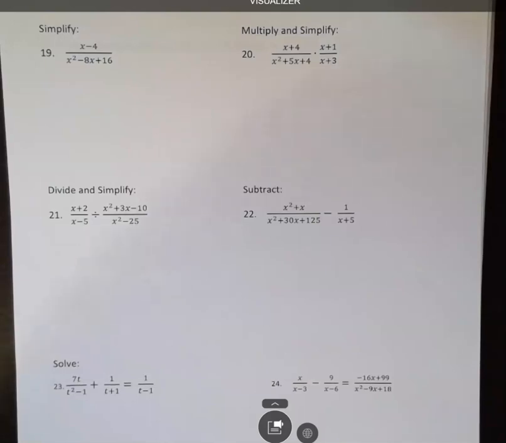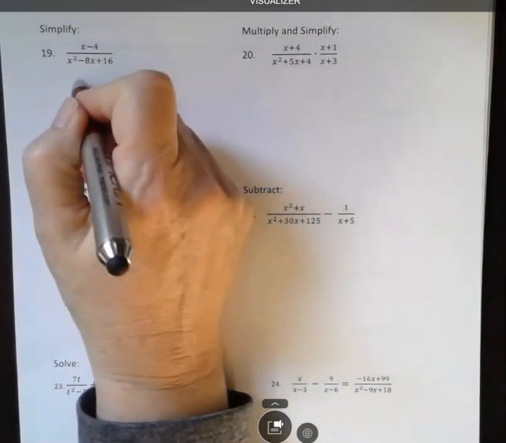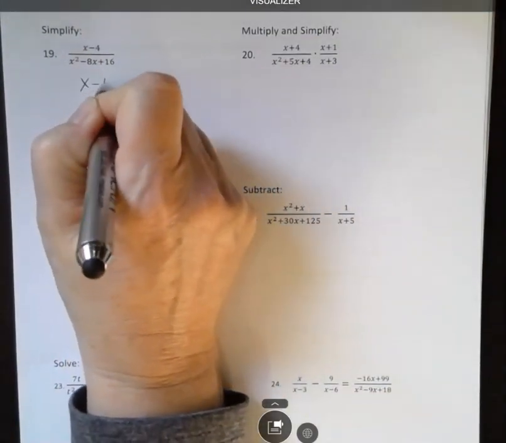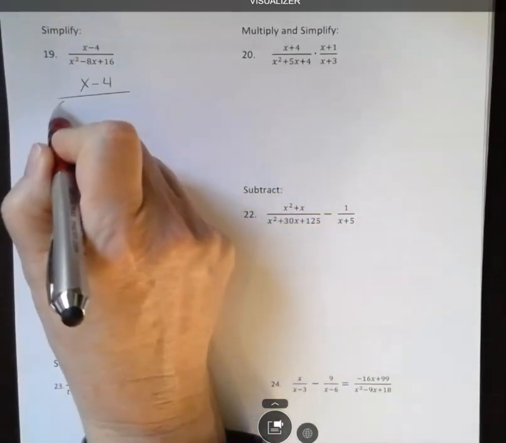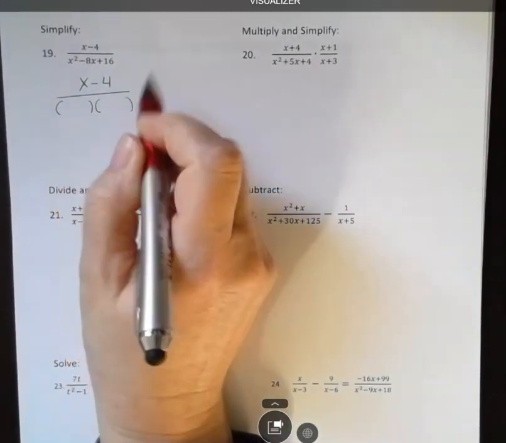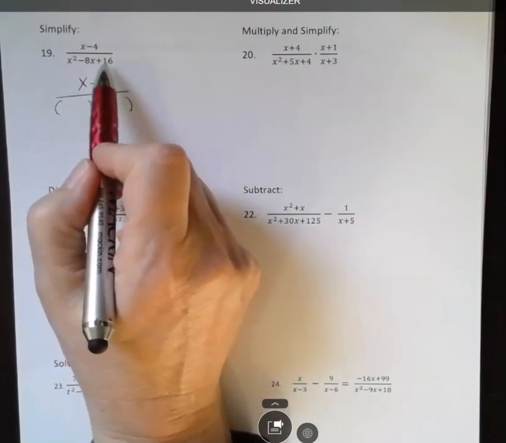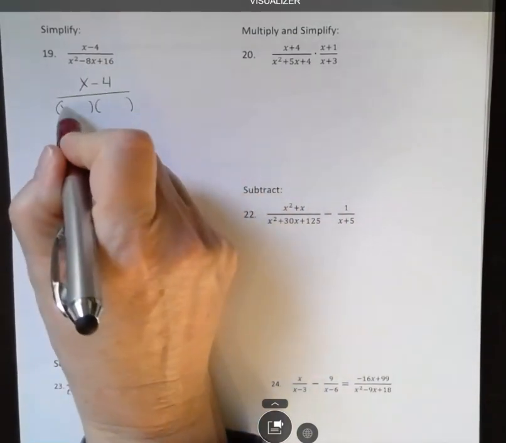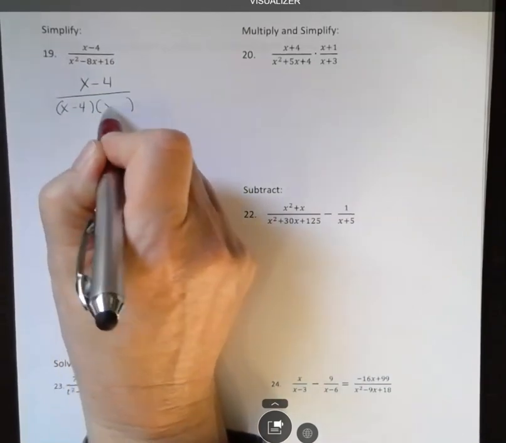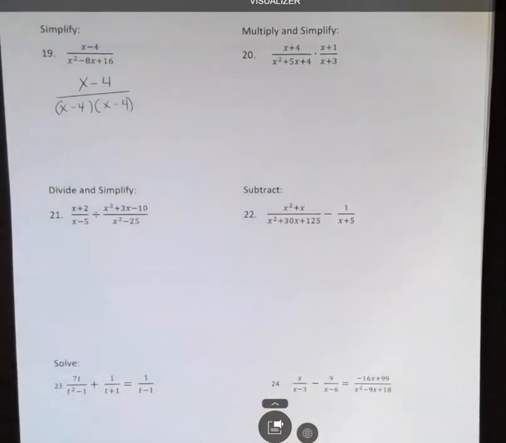When you're simplifying a rational expression like 19, all you want to do is factor as much as you can and then see if there's anything you can cancel. So you could factor this denominator using the box method. You can't do anything with the numerator. You might see that negative 4 and negative 4 add up to negative 8 and multiply to 16. So in that case, I might see that I have x minus 4 down below.